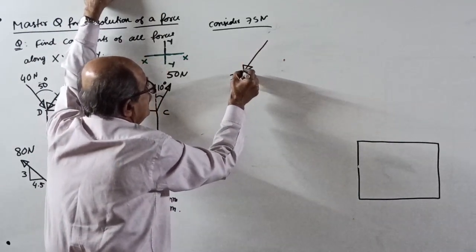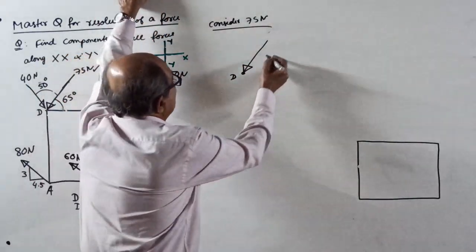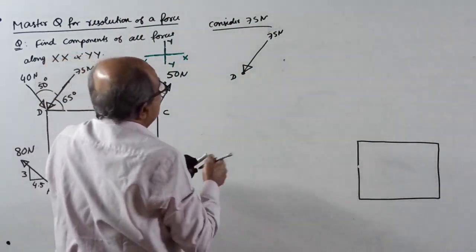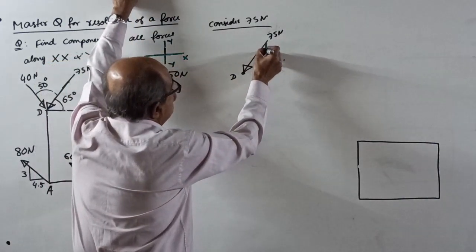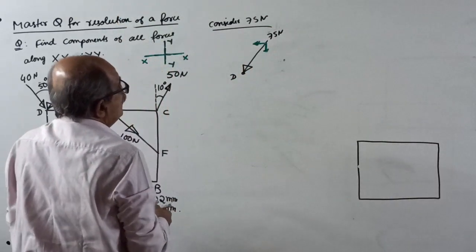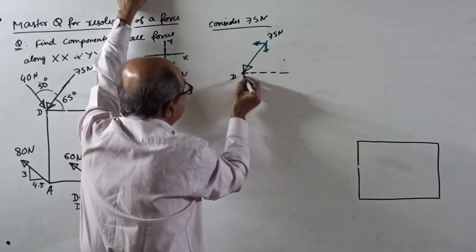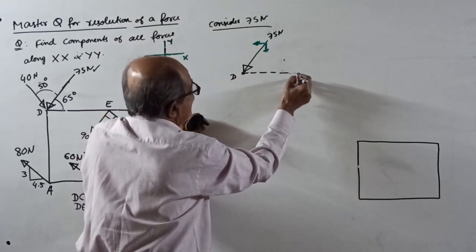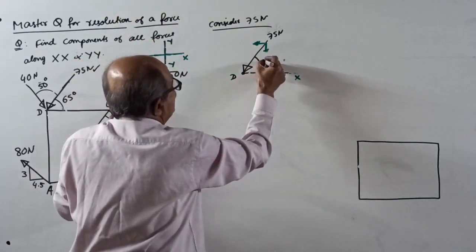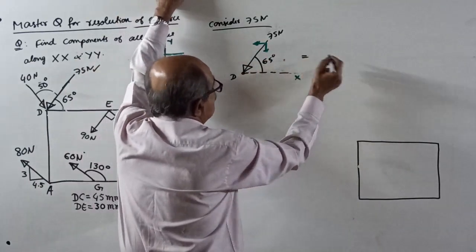See, when you resolve, there is no rule that the force should be outgoing or incoming. Direction is important. This is 75 Newton. Therefore, without seeing here and there, you can tell vertically down and horizontally left. Okay, this is clear. Now, mark the angle with the nearest horizontal. This is your x-axis. This angle is directly given, 65 degree. Equal to, resolve it here.